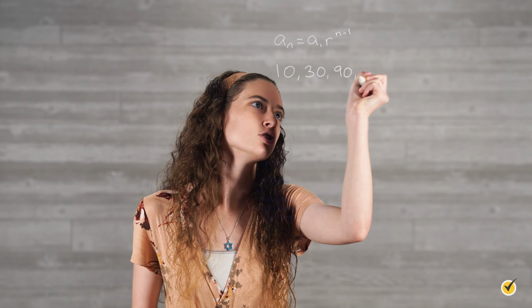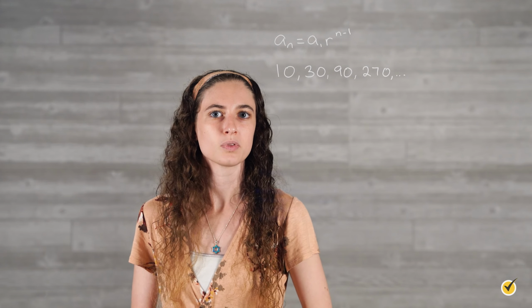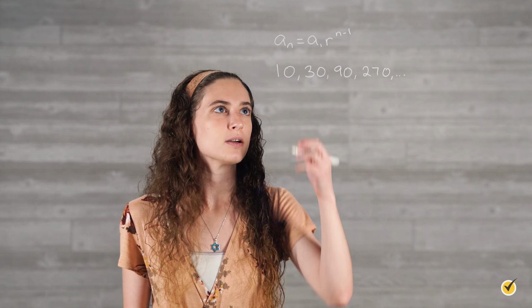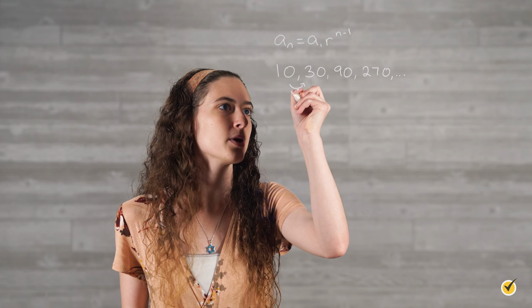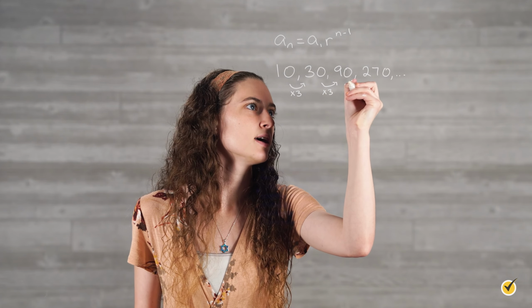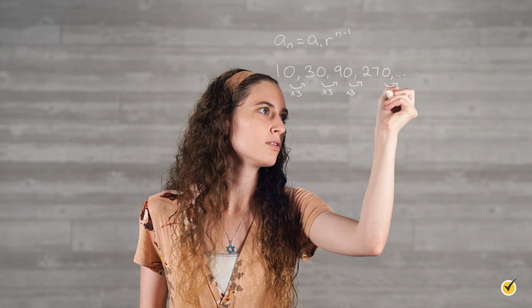Let's look at how we can use this formula. Given the geometric sequence 10, 30, 90, 270, and so on, we can see that the common ratio, or r, equals 3, because each time we're multiplying by 3. 10 times 3 is 30, 30 times 3 is 90, 90 times 3 is 270, and so on and so forth.